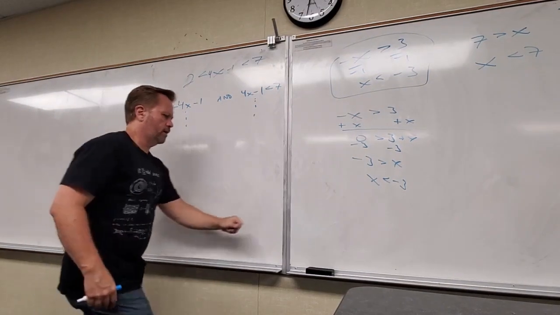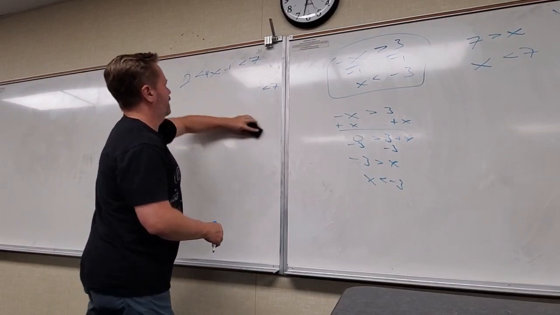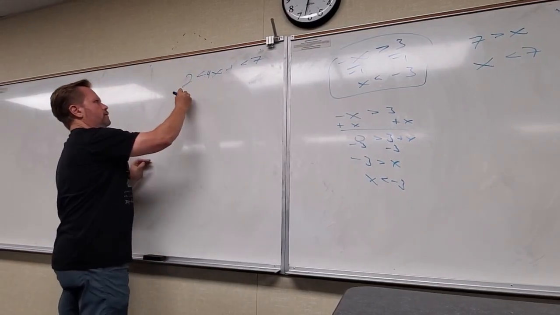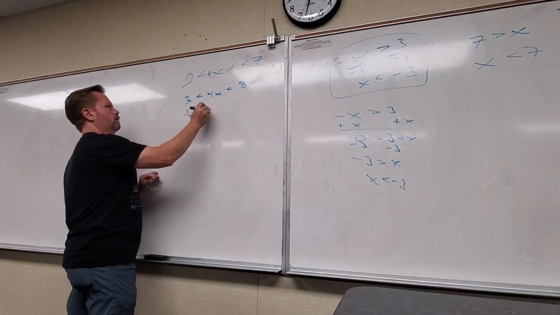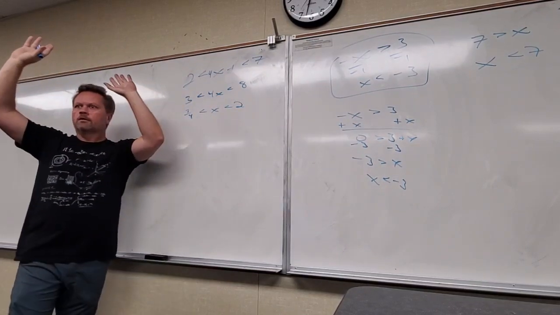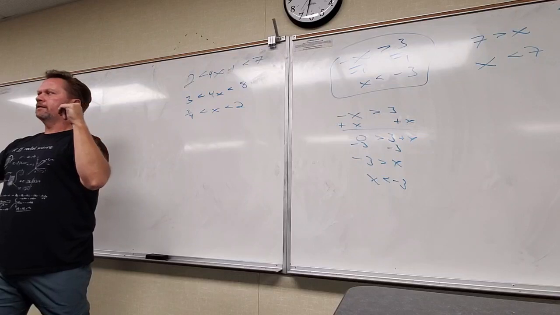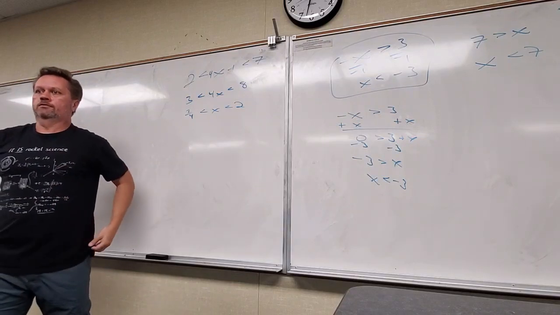By the way, if I solve this, so add 1, I'm just going to do this real quick, divide by 4. Is that cool? Yeah. How would you represent the answer in interval notation?